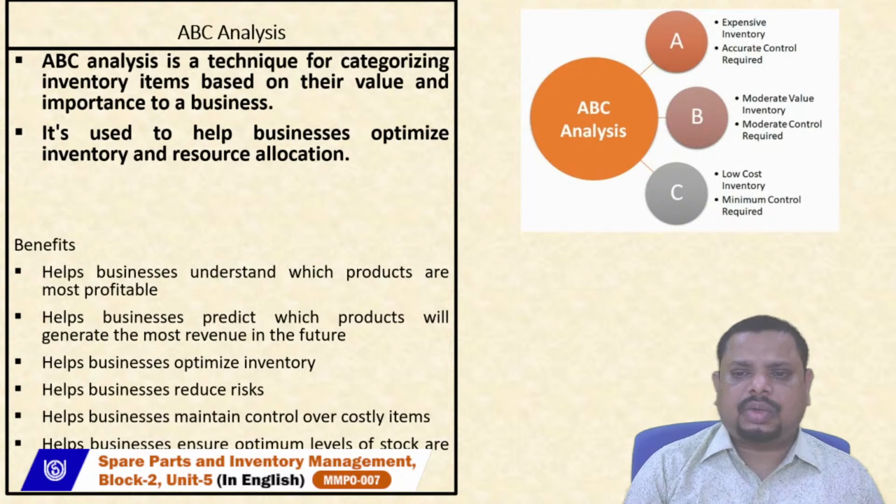And in case of low cost inventories, these are consumable items like cotton, spirits, Dettol, Savlon, and bandages, and they basically require minimum control because they are consumed in the highest amount and the cost is very low. So, what are the benefits of your ABC analysis?